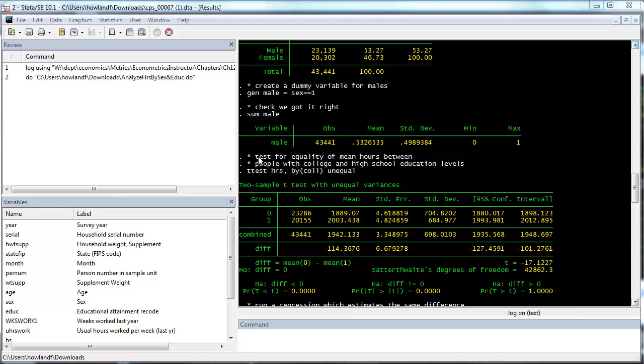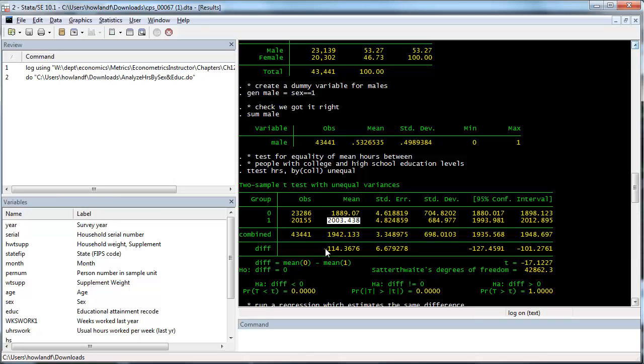We're going to test for the equality of average hours between people with college and high school education levels. So we're going to use this statement: t-test hours. We're going to separate it by the level of this COLL, college variable. 0 is people with a high school education. Our sample is 23,286 people drawn from the high school box. 1 is people with a college education. We've drawn 2,155 people from the college box. We can compute sample averages, 1,889 hours and 2,003 hours respectively.